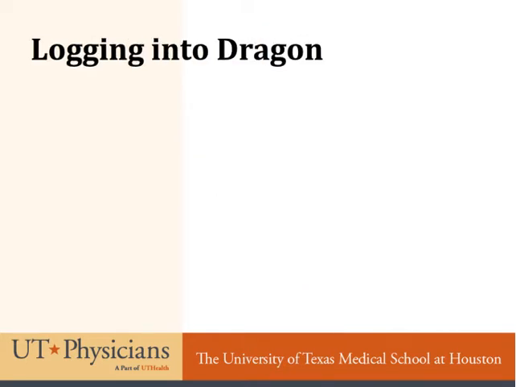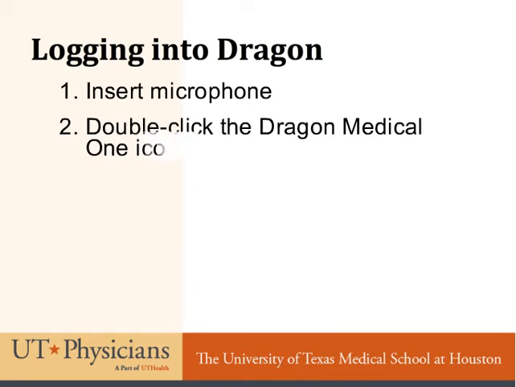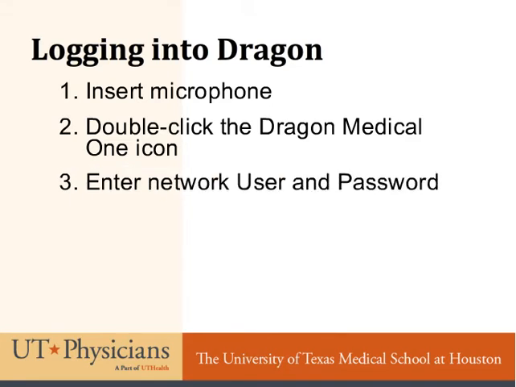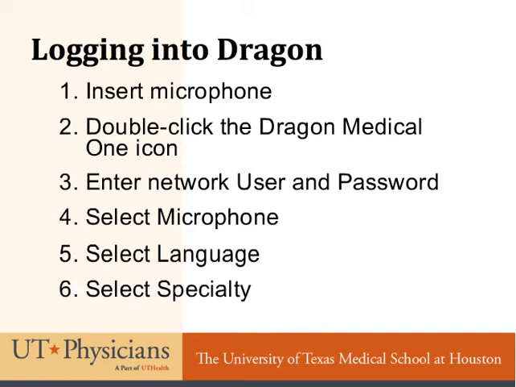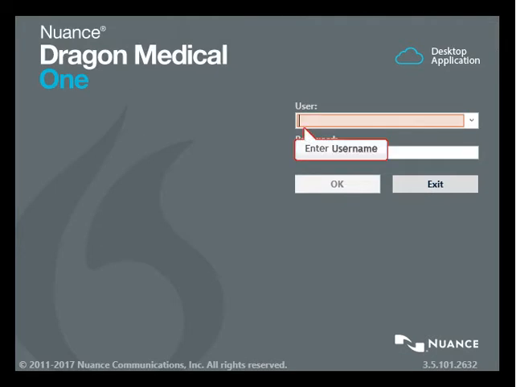Logging into Dragon. 1. Insert the microphone into the computer. 2. Double-click the Dragon Medical One icon on your desktop. 3. Enter your network username and password. 4. Select the microphone from the drop-down. 5. Select your language. And 6. Select your specialty. Enter your username and password and then click OK.